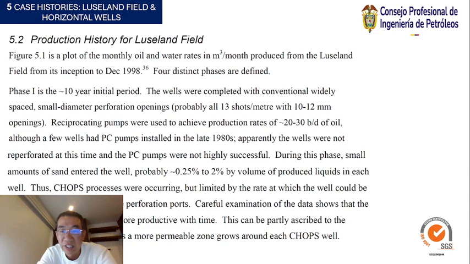Careful examination of the data shows that the wells were slowly becoming more productive with time. This can be partly ascribed to the increase in rate, and to a more permeable zone that develops and grows around each CHOPS well.